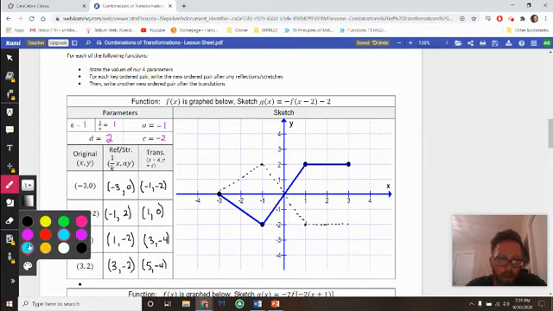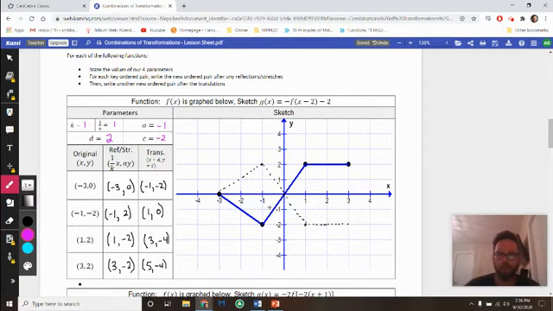Now I will switch to a different color. And if you're working in Cami or printing it off at home, using color is not a bad idea. So now I'm taking all those reflected points and moving them right 2 and down 2. So I get to -1, -2. Get to 1, 0. 3, -4. 5, -4. So I reflected it first, and then I translated that.